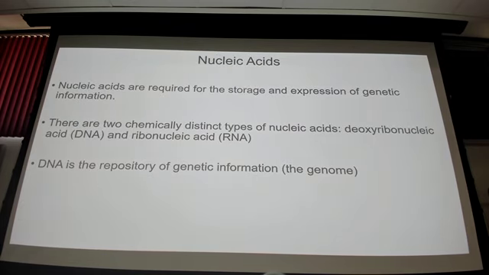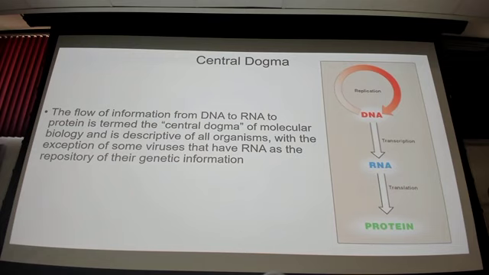So we know that nucleic acids, particularly DNA, house our genetic information. That is what DNA's role is. Nucleic acids, there are two distinct types. We have DNA, which is deoxyribonucleic acid, and RNA, ribonucleic acid, and we're going to talk about the different structures of each and the different functions.